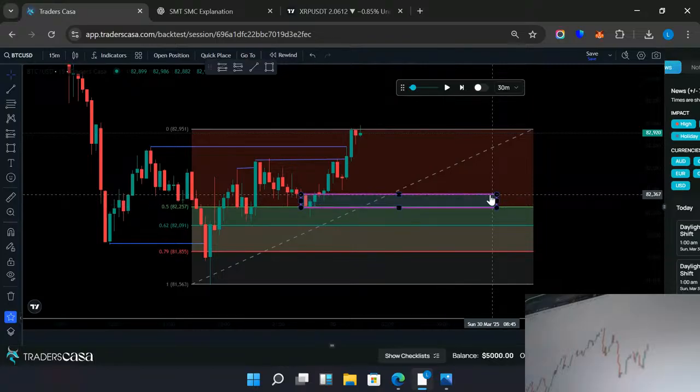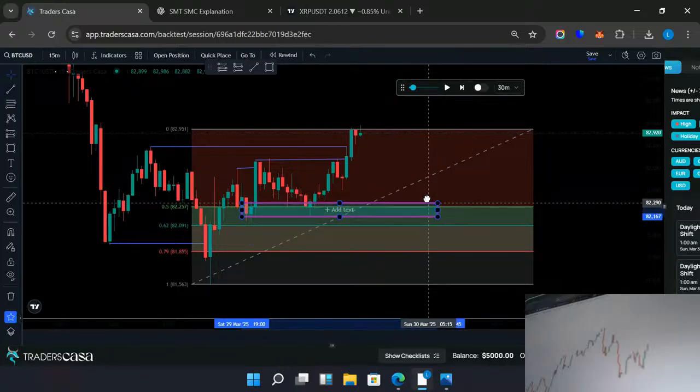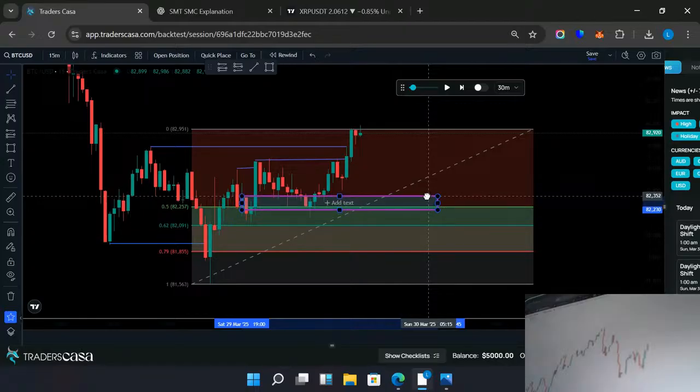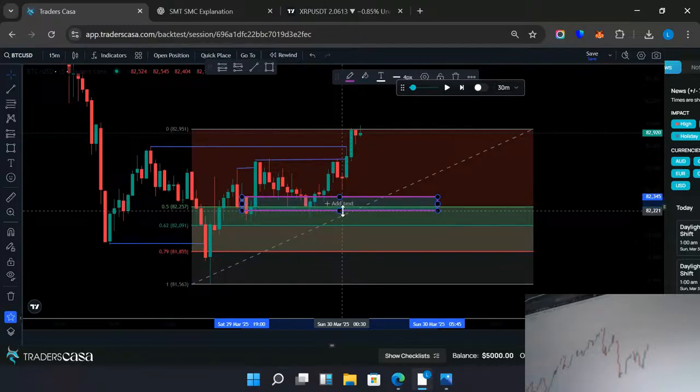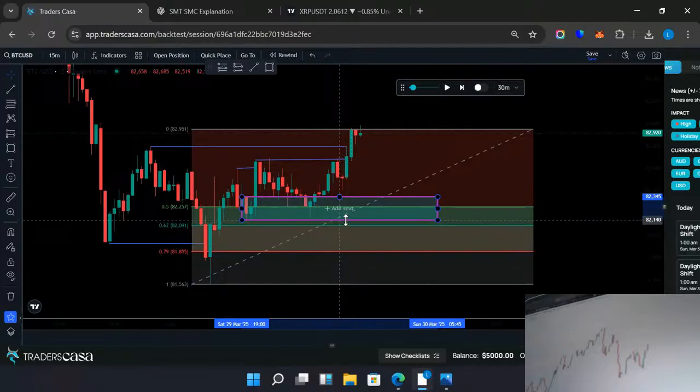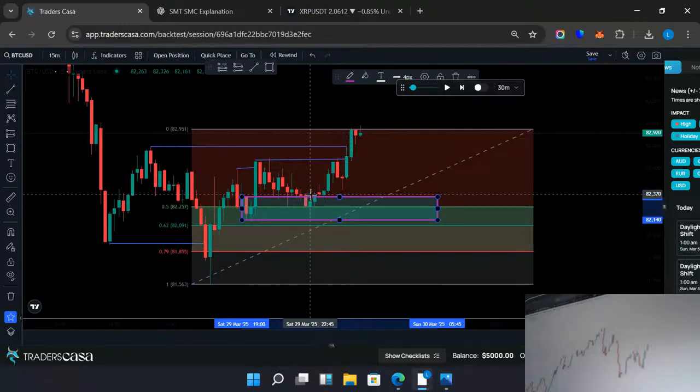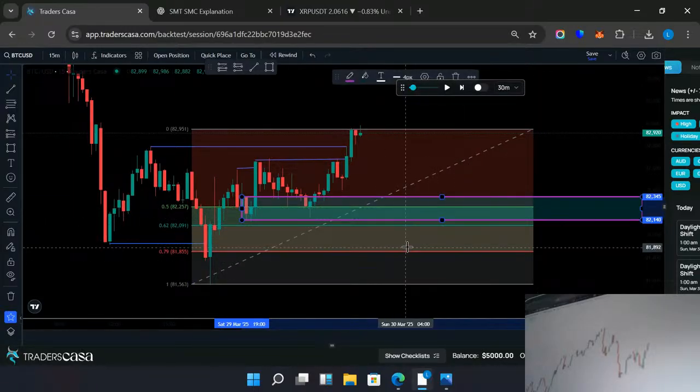So what if we place it right over here? Then it's already going to be mitigated, and once mitigated it shouldn't work twice. So it's mitigated, so it shouldn't work twice. I don't think it will work twice. I'm thinking it's going to be this one only, but it's almost the same, so I think we can take it. But the entry should be right over somewhere here.